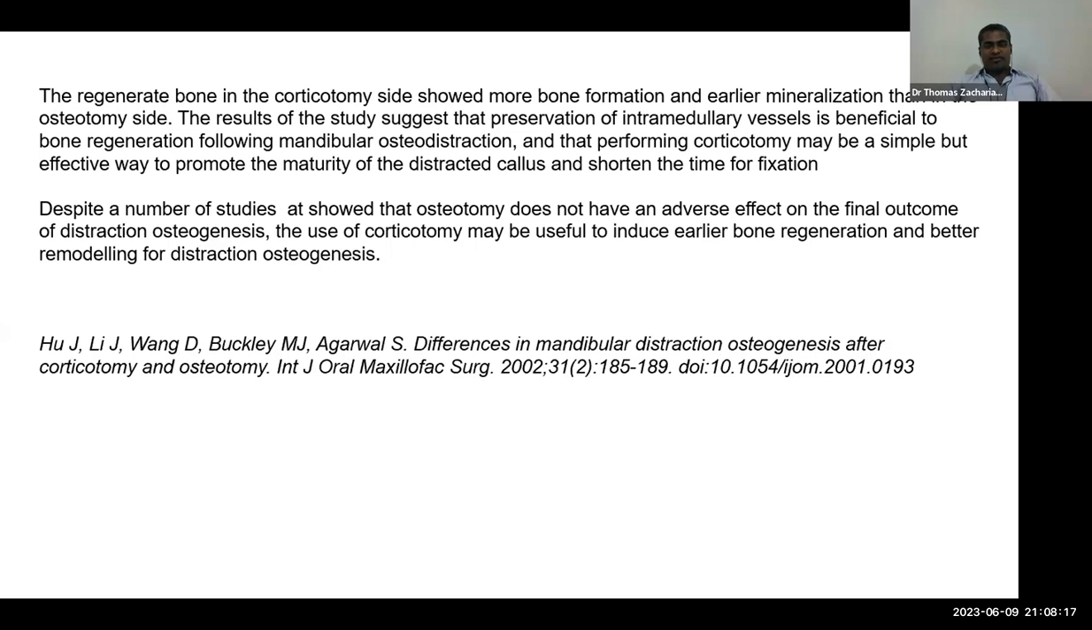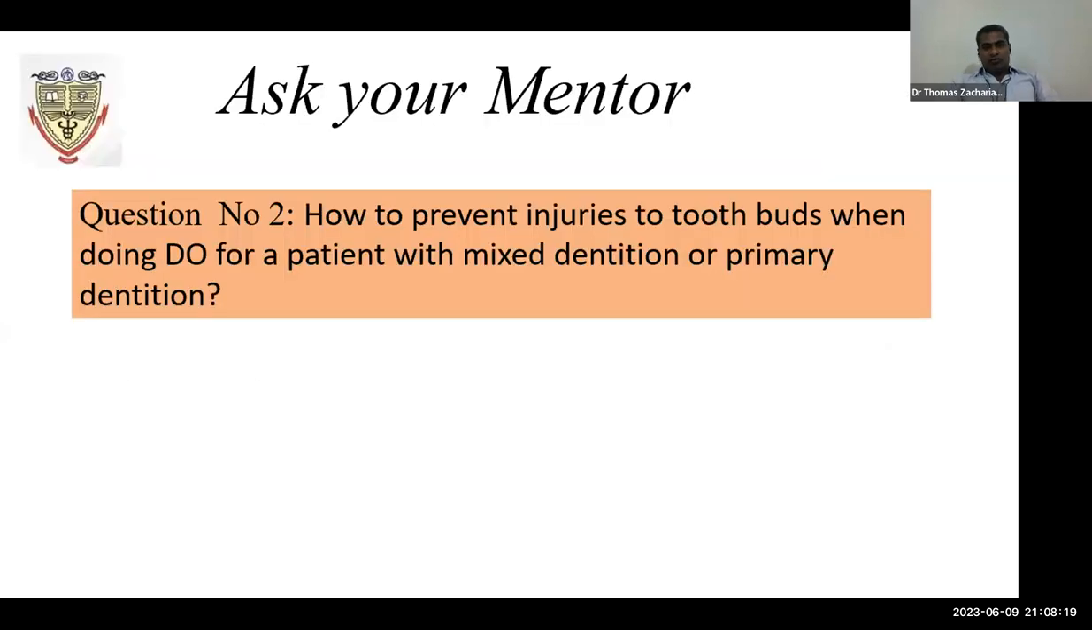Right. Shall I go to the next question? Yes. How to prevent injuries to tooth buds when doing distraction osteogenesis for a patient with mixed dentition or primary dentition?